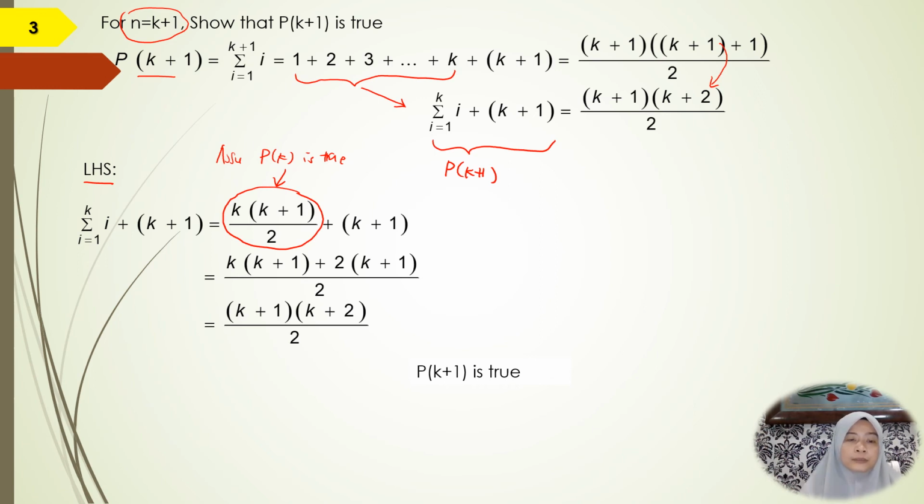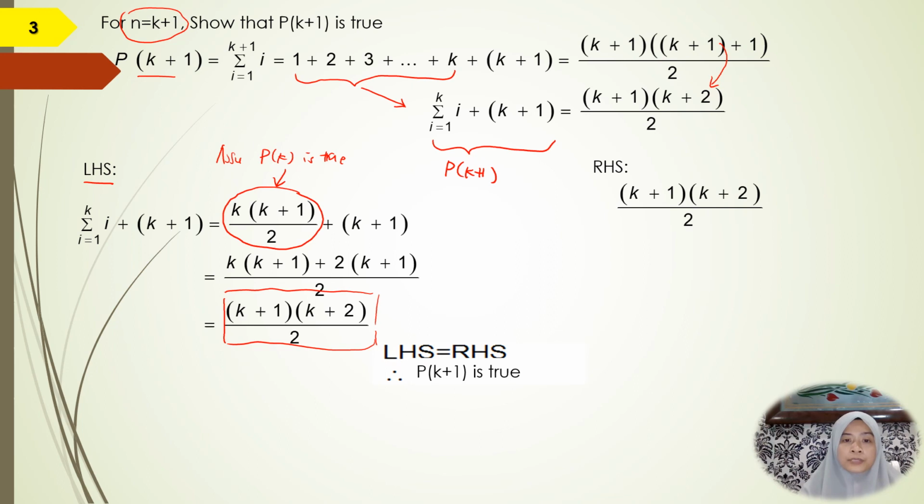Okay, then we need to do some algebraic manipulation in order to get this one. Then you can see that the left hand side here is similar to what we have on the right hand side. So therefore, since the left hand side equals the right hand side, we can say that Pk plus 1 is true.